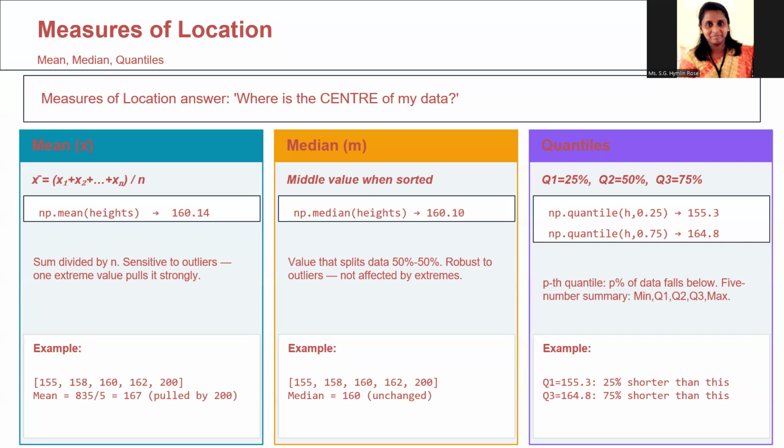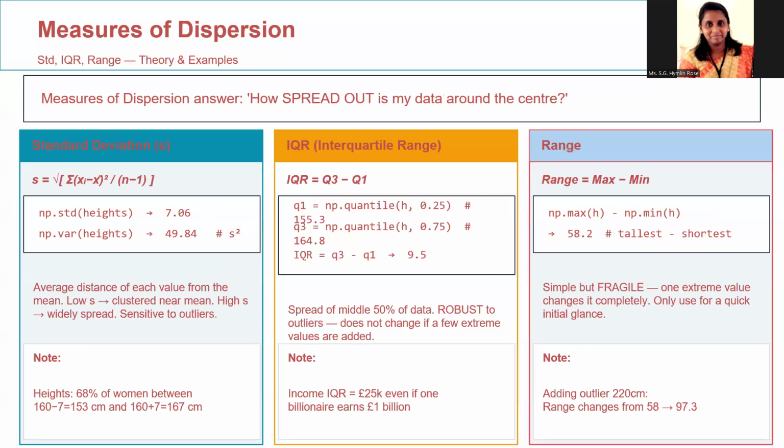The next is measures of dispersion. What is the question? How spread out is my data around the center? Knowing the center is not enough; two data sets can share the same mean but have vastly different variability. For this, we have the standard deviation, interquartile range, and the range.